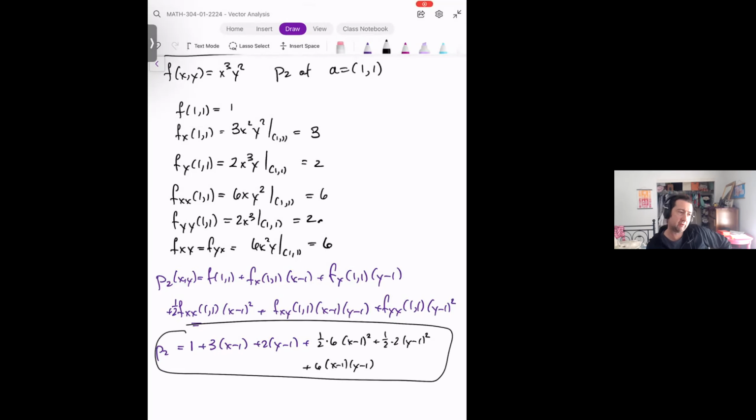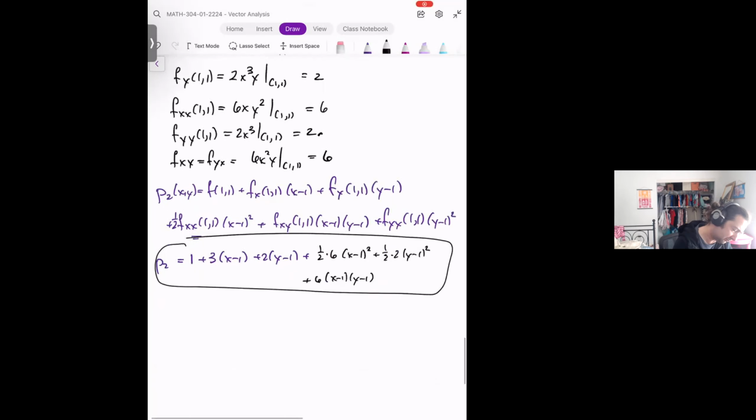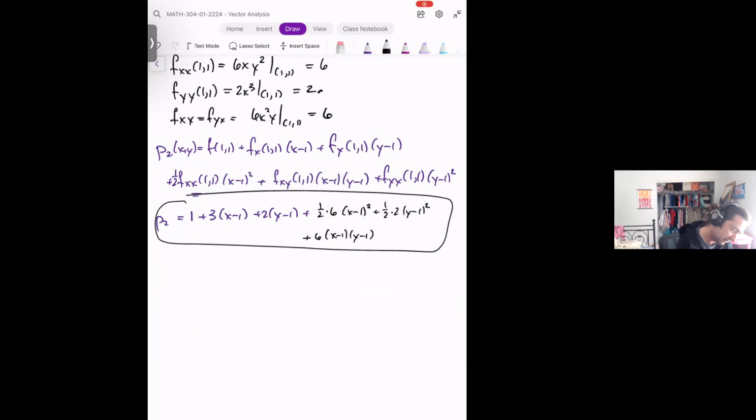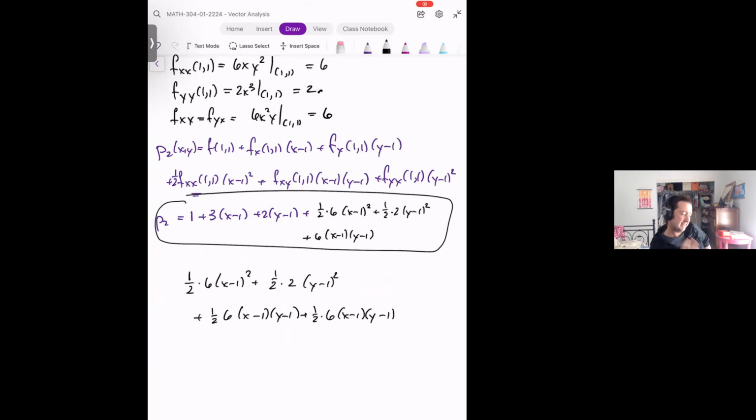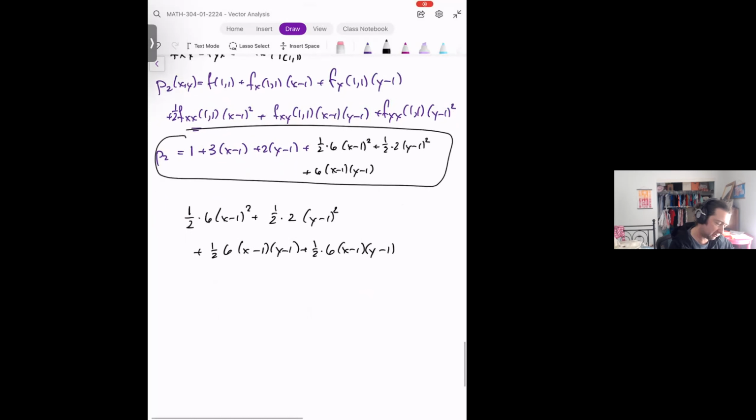But man, oh man, it would be nice if there was another way to write this. So it turns out that if you think about this for a second, let's take a look at just this part: 1/2 times 6 times x minus 1 squared plus 1/2 times 2 times y minus 1 squared plus 1/2 times 6 times x minus 1, y minus 1 plus 1/2 times 6 times x minus 1, y minus 1. It doesn't look like a dot product like the other thing does, but if you look at this for a minute, you should be able to convince yourself that you can write this in this form.